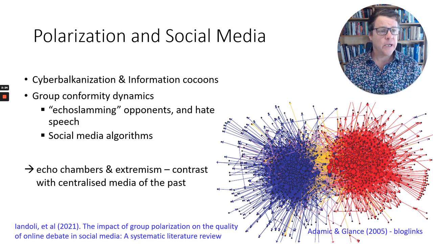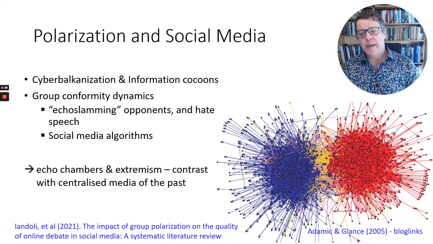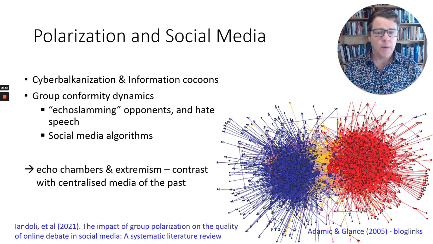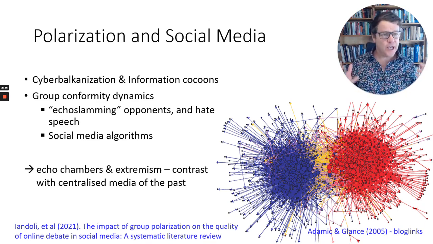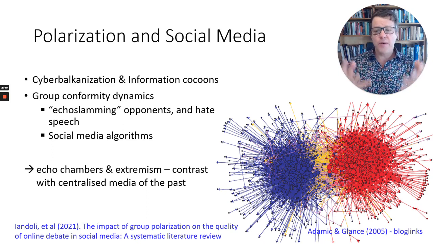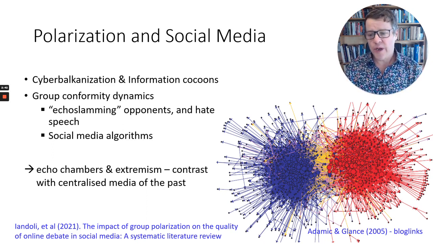We now express opinions to conform to our groups. We can also criticize and ostracize opponents, hate speech. Social media algorithms add to all of this because they present information that you're already familiar with, or you already know. So it contributes to this cyber balkanization and the formation of these information cocoons.